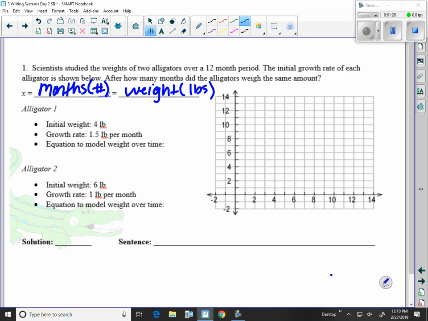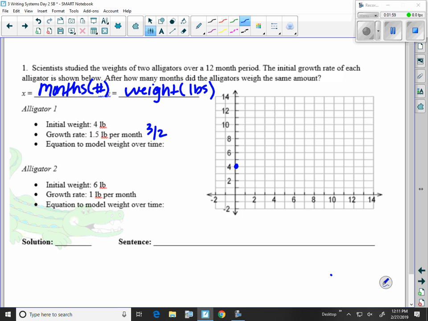Okay, so alligator 1, initial weight is 4 pounds. So if we were to graph this, we would graph that where? At 4. On the y-axis. Okay, so that means our y-intercept is 4 for alligator 1. The growth rate is 1.5 pounds per month. What is the improper fraction form of 1.5? 3 over 2. 1 and 1/2 or 3 over 2.